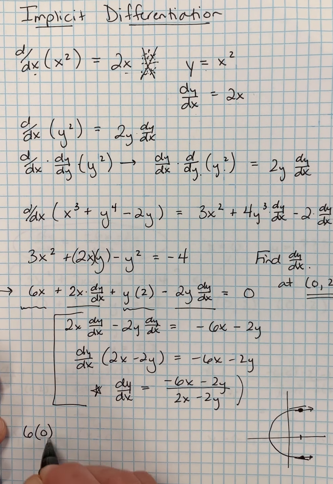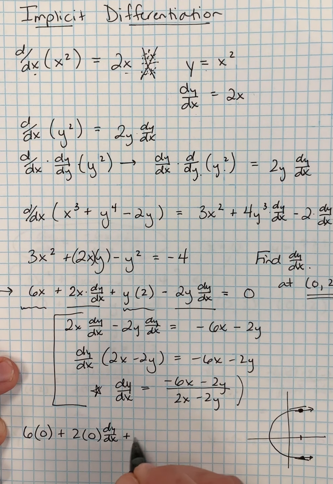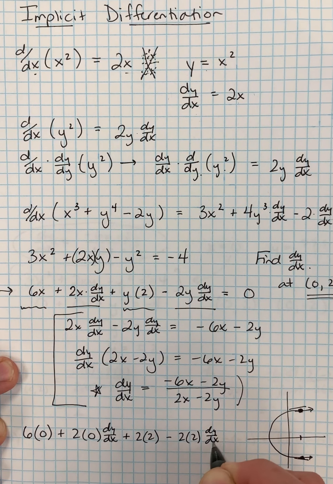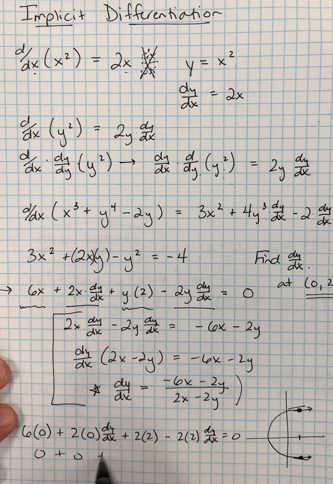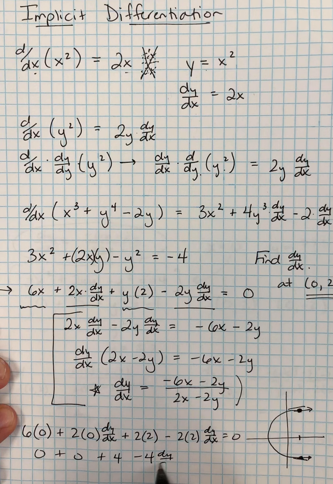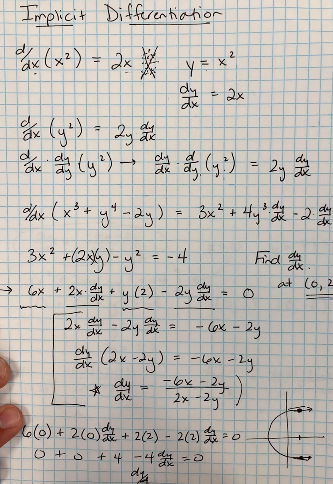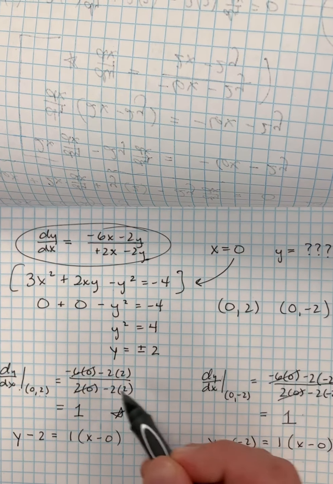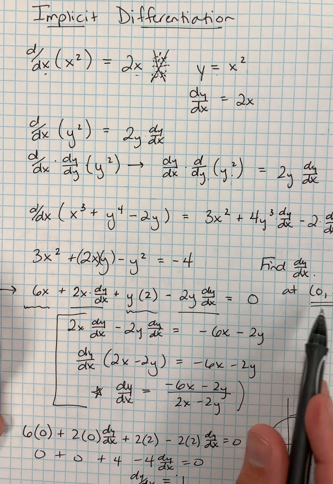6 times 0 plus 2 times 0 dy/dx plus 2 times 2 minus 2 times 2 dy/dx equals 0. So if I plug this in, I get 0 plus 4 minus 4 dy/dx equals 0. If I add this to both sides and divide by 4, I get dy/dx is equal to 1. That's the exact result that I got when I went through it by first finding dy/dx and then plugging in my value. So again, just a way to streamline things if you're asked for it at a point right off the bat.